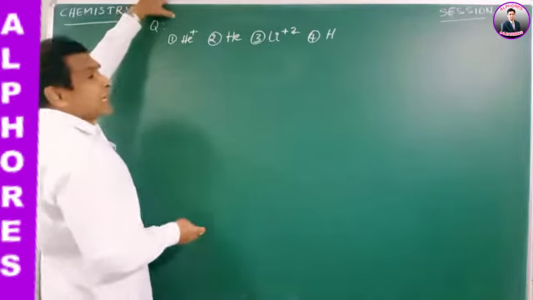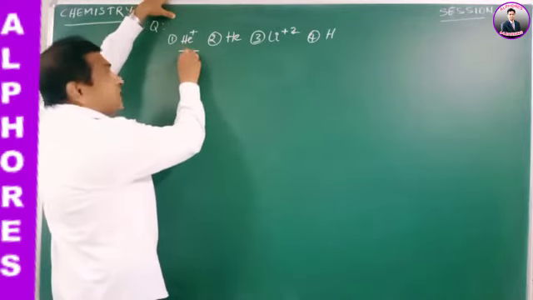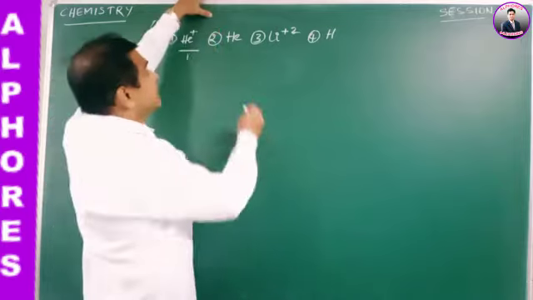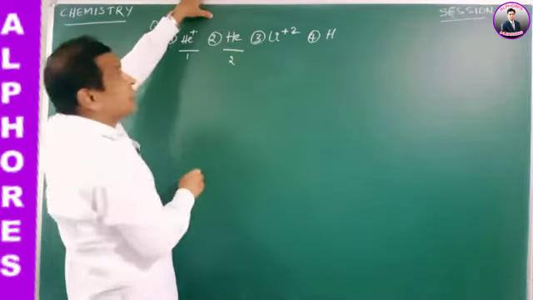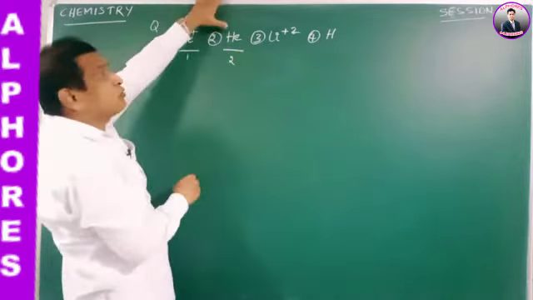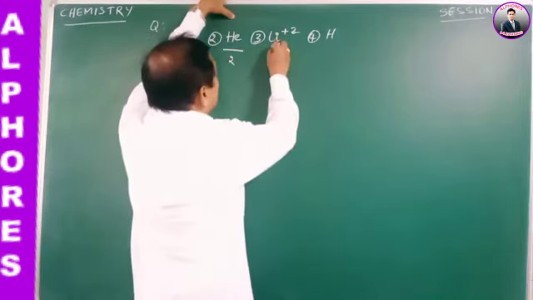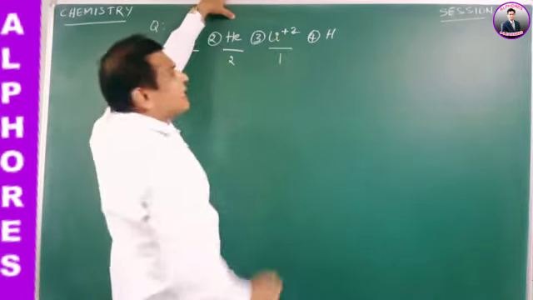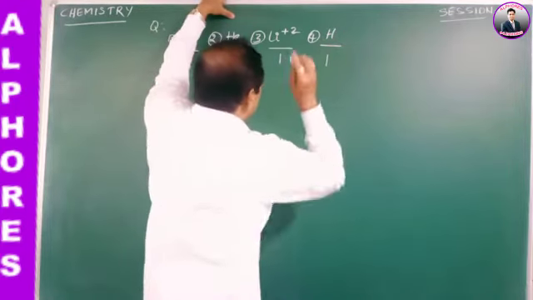That means let us see how many electrons are there in each. H plus ion contains only one electron because it is an H plus cation, that means it has lost one electron. Helium, atomic number 2, is a neutral atom, it contains 2 electrons. Lithium, atomic number 3, after losing 2 electrons becomes plus 2, so this ion contains only 1 electron. And hydrogen atomic number is 1, therefore it contains 1 electron.